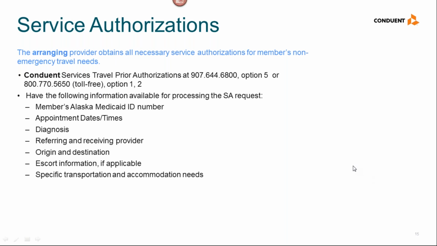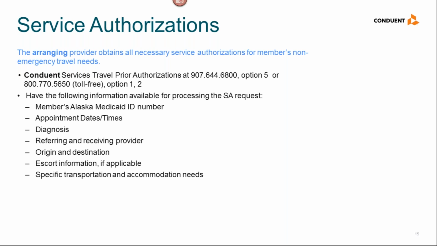The information that you want to have together to make the call go quickly and smoothly, that they're going to ask you about, is the member's Medicaid ID number and of course, their name, the appointment date and time, or dates and times if you're calling to set up for multiple rides, their diagnosis that they are traveling for treatment of, referring and receiving provider information, as much as you have. If you have Medicaid IDs and NPIs and that sort of thing, that's great. That's really helpful. But if you at least have the name, that's something to go with.